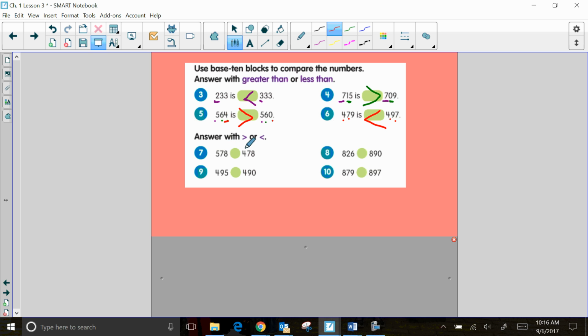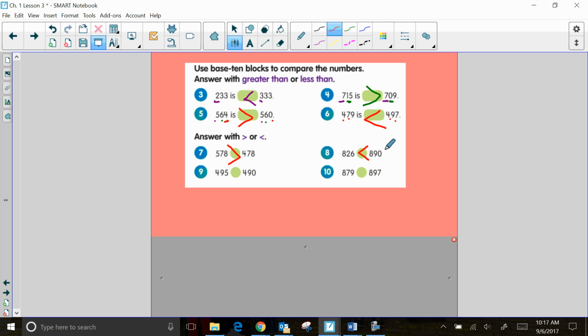578 is what compared to 478? Looking at my hundreds place first, 500, 400, that's an easy one. 500 is greater than 400. But they're going to get a little bit harder as we go. Number 8, we know we look at our hundreds place, 826, 890. Our hundreds digit is the same, it's 800 and 800. Looking at my tens place, 20 and 90. 90 is greater than 20. I would read this as 826 is less than 890.